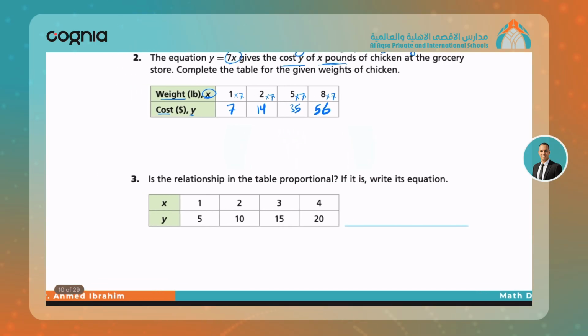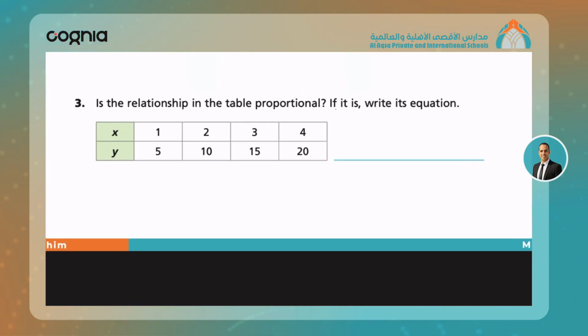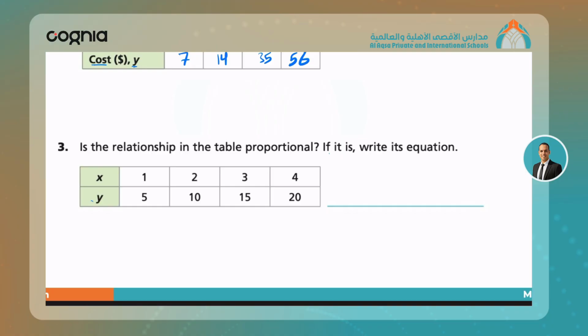Question 3. Is the relationship in the table proportional? If it is, write its equation. Okay, to check if it's proportional or not, always do y divided by x. So you do 5 divided by 1. So 5 divided by 1 equals 5. 10 divided by 2 equals 5. 15 divided by 3 equals 5. 20 divided by 4 equals 5.